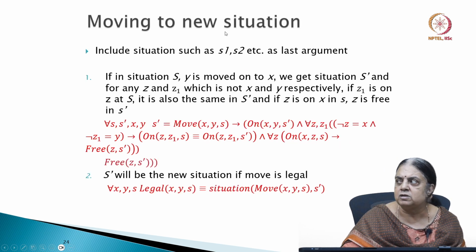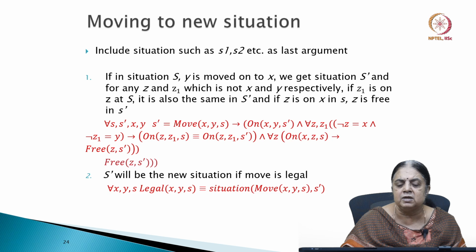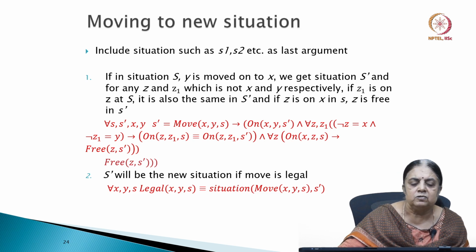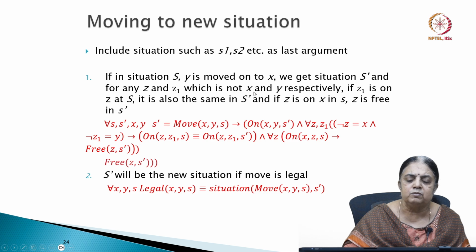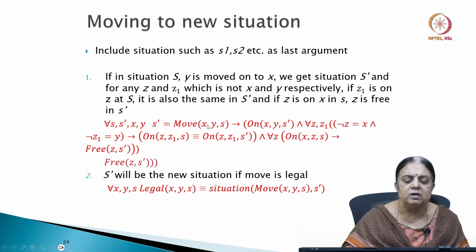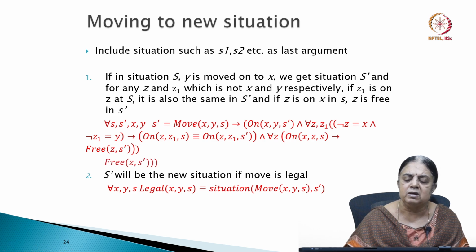So let us look at situation calculus here. In situation calculus, the last term which we use is the situation. So we can say situation S1, situation S2, etc. In other words, by doing something in situation S1, you can move to situation S2, etc. So if in a particular situation S, X is moved onto Y, we get situation S hat. So S hat is equal to move X onto Y in situation S. You are saying that if you have other Z1 and Z2 which have nothing to do with moving X onto Y, it remains as it is.